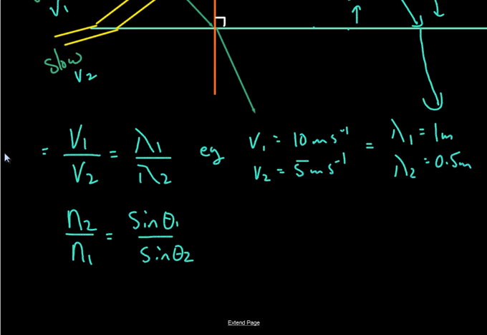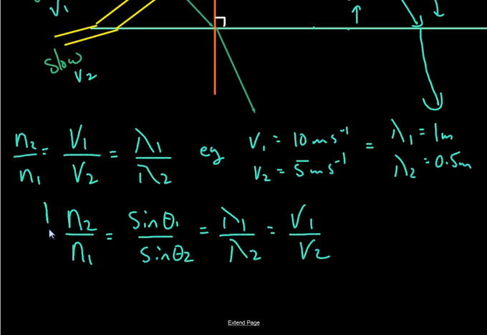And so we're going to make a bunch of things equivalent to one another, and then we can write out a big, long equivalency. So if N2 over N1 equals sine theta 1 over sine theta 2, then we should also be able to say wavelength 1 over wavelength 2. We should also be able to say V1 over V2.